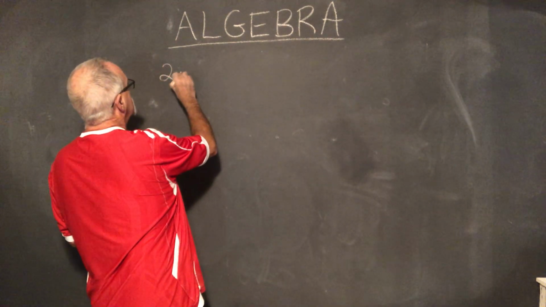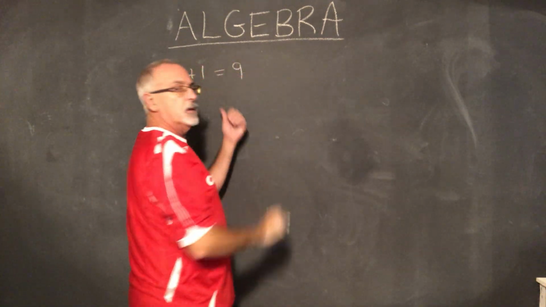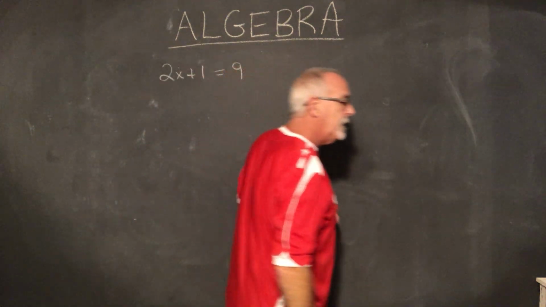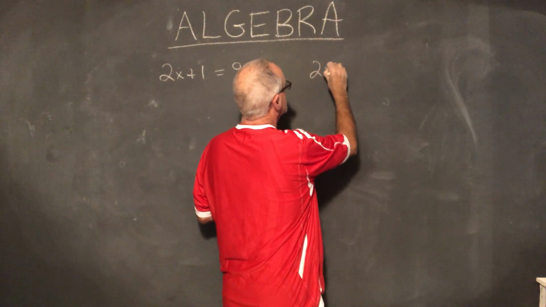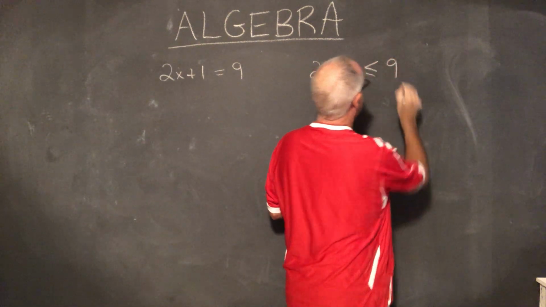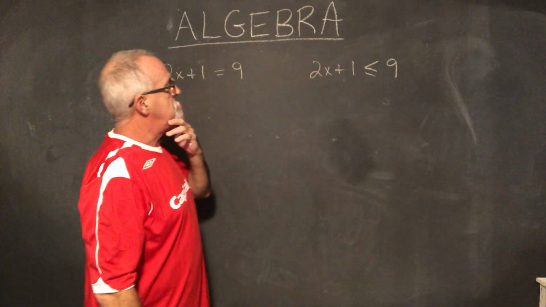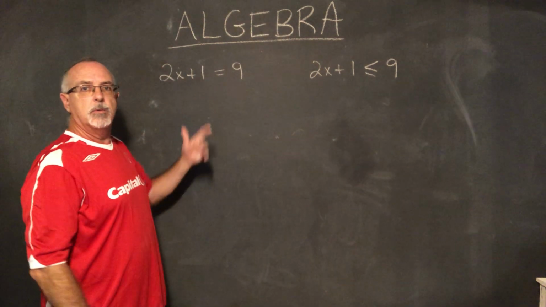So how about 2x plus 1 equals 9? That looks like some of the ones we were doing last time. And 2x plus 1 is less than or equal to 9. Equality? Inequality. Let's do this one first. This is the one we're more familiar with.